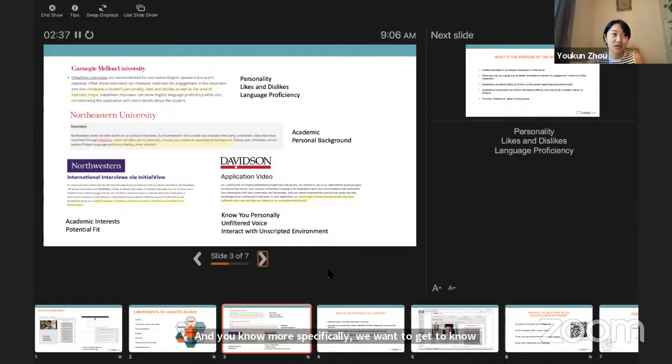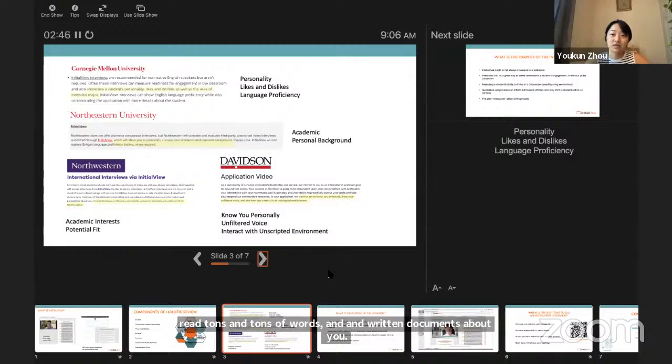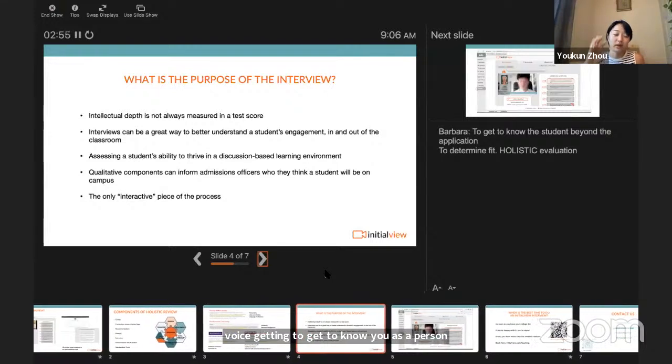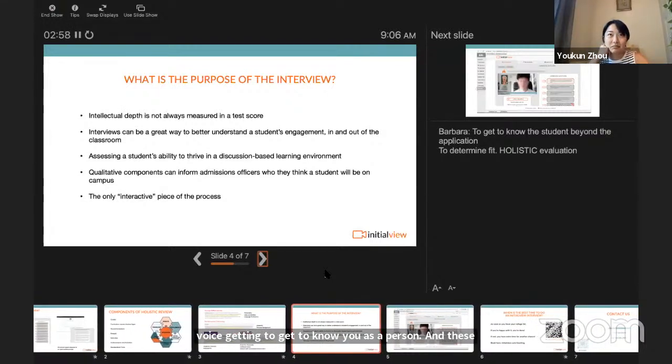As admissions officers, we read tons and tons of words and written documents about you. But the interview is really the only space where you get to speak for yourself, and we get to hear your voice and get to know you as a person. These are all the wonderful reasons that colleges accept interviews, and we encourage students to do interviews, because lots of the qualities that colleges look for, whether it's kindness or intellectual curiosity, don't get manifested as well in written format. And it's so much more powerful to hear it from a student.